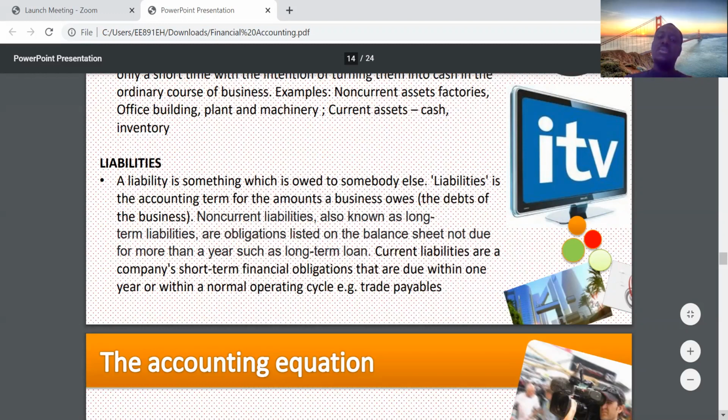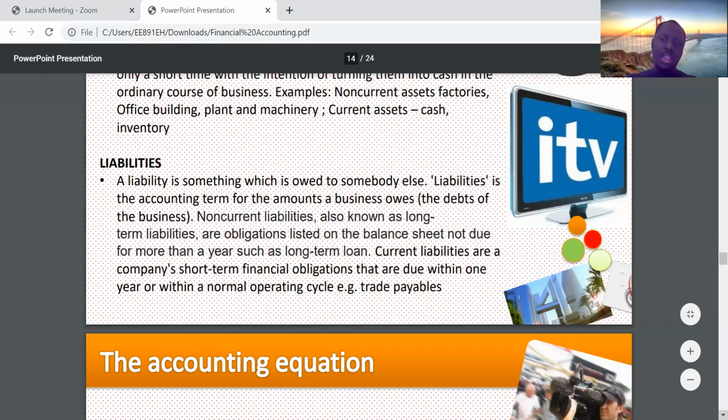So liabilities too have two classifications. You have non-current liabilities and current liabilities. So what are non-current liabilities? When we say non-current liabilities, they're also known as long-term liabilities. And these are obligations that are listed on our statement of financial position that are not due for more than a year. So a typical example will be a long-term loan which lasts for 5 years. So these are not due for more than a year, or their lifespan is more than a year.